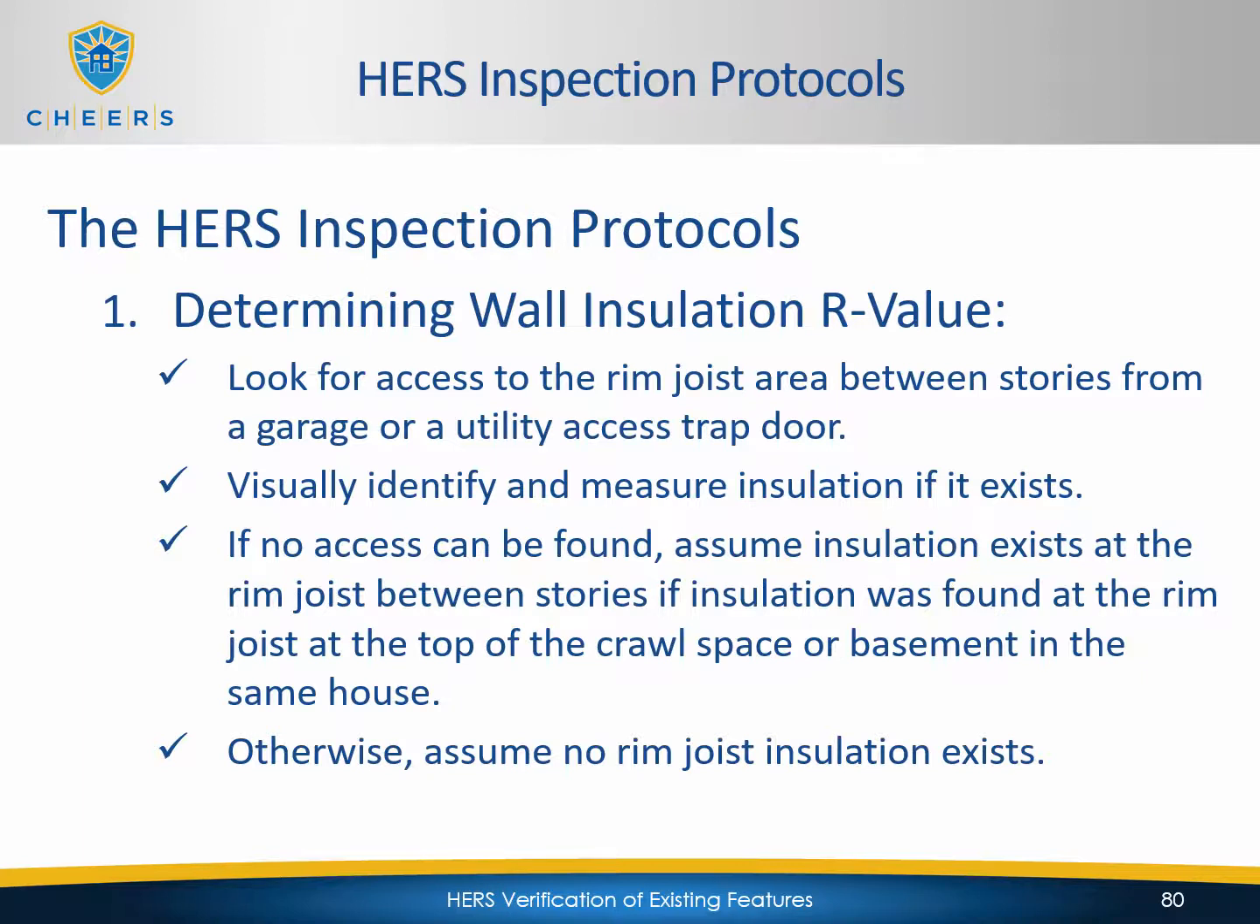Look for access to the rim joist area between stories from a garage or utility access trapdoor. You want to visually identify and measure the insulation if it exists. If no access can be found, assume insulation exists at the rim joist between stories if insulation was found at the rim joist at the top of the crawl space or basement in the same house. Otherwise, assume no rim joist insulation exists.